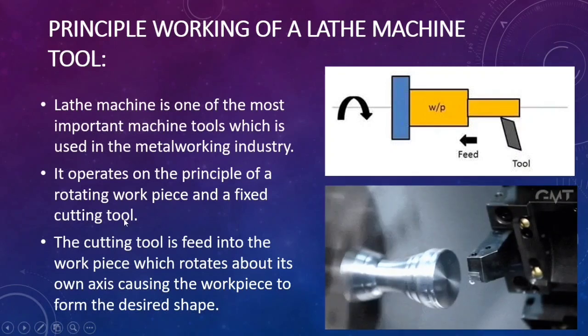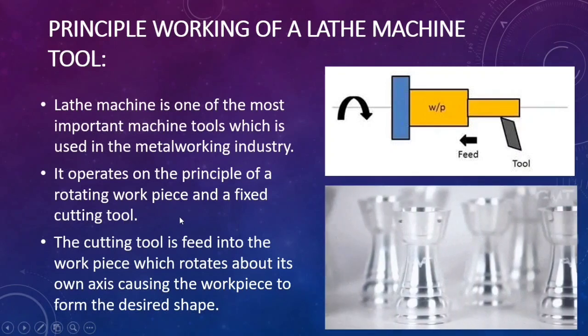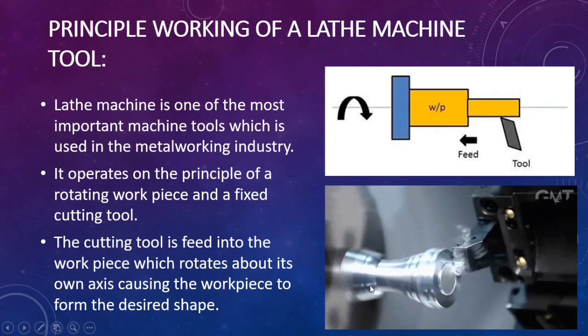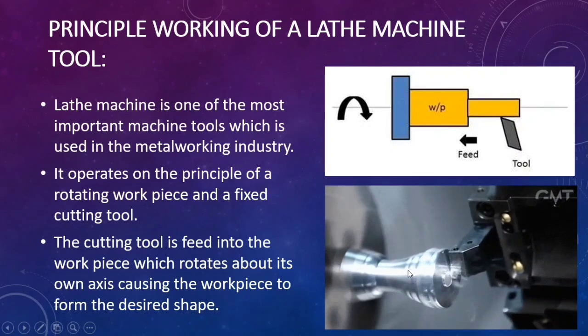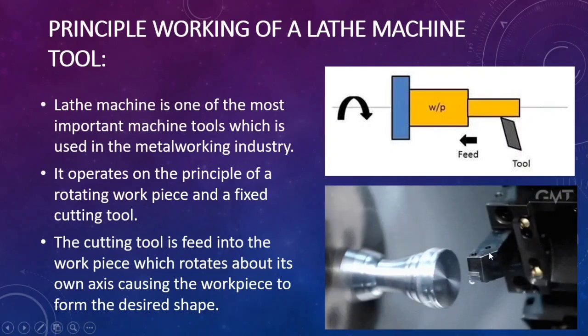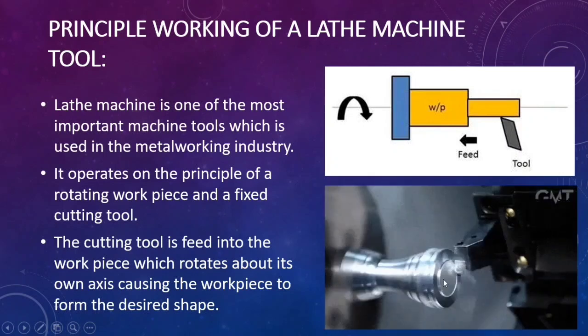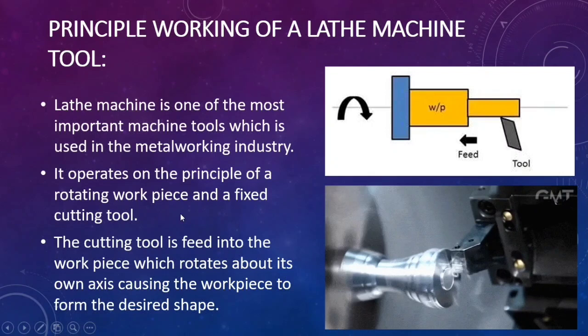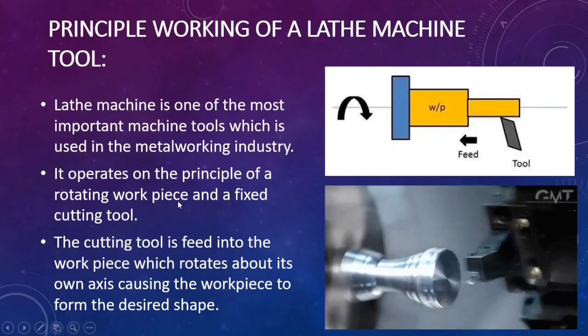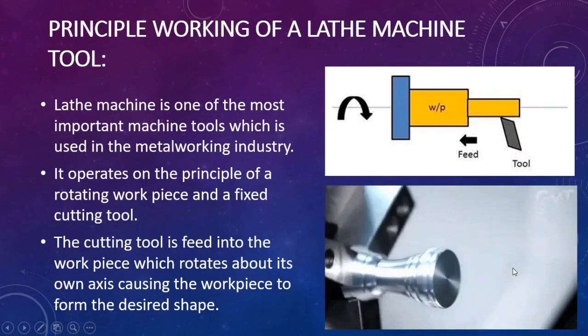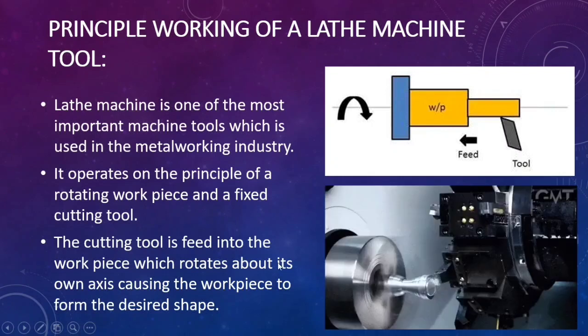So that is the very important principle of this lathe machine. You can see here, this is the workpiece which is rotating. This is the cutting tool which is stationary, meaning it is moving but it is not rotating. So here the operations follow the principle of a rotating workpiece and a fixed cutting tool. The cutting tool is fixed, so that's why this type of operation is going to take place.